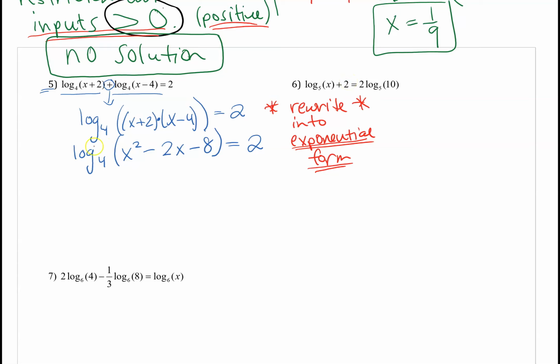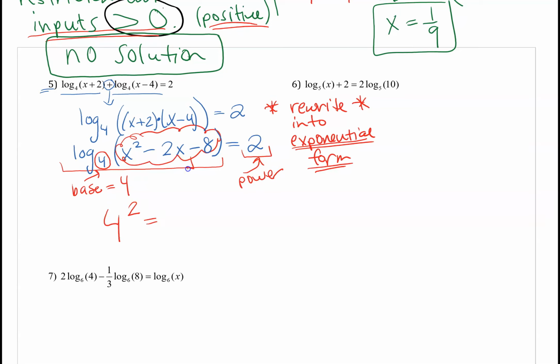They forget. So when we get to this point where you have one log on the left or the right, and then a number on the other side, what you're going to remember is that the subscript of the log is the base. So the base is 4. Whatever the log equals is your power. So 4 is being raised to the 2nd power. And then this part that's inside the log is the result. What you get after you take that base of 4 and raise it to the power of 2. You would end up with x squared minus 2x minus 8.